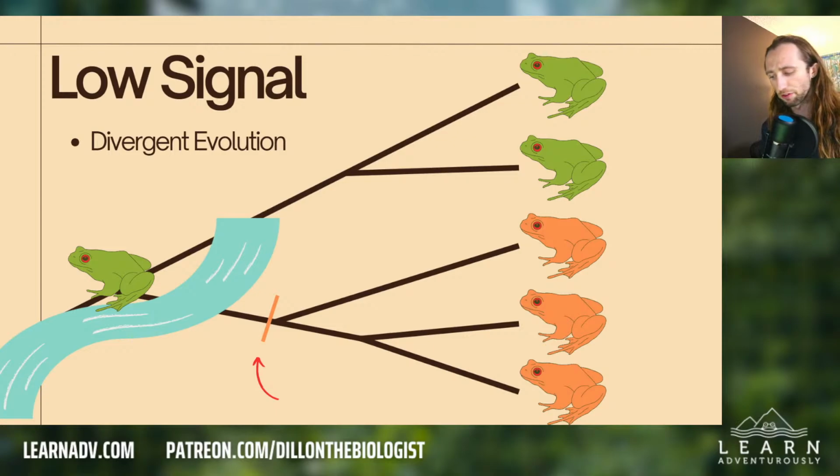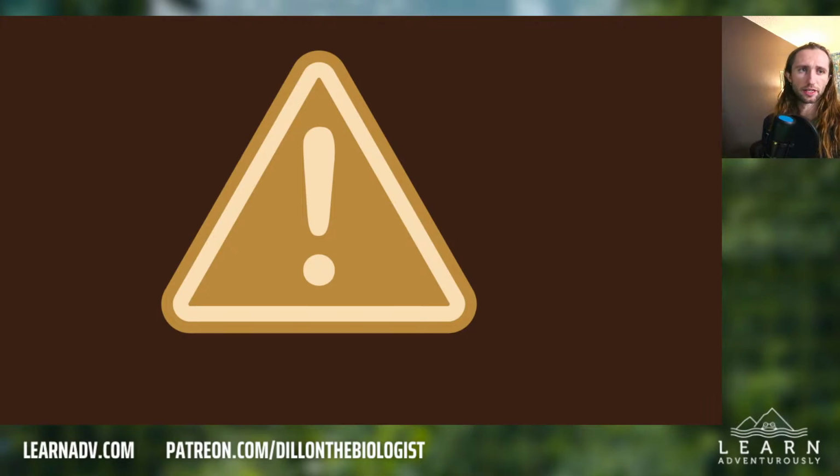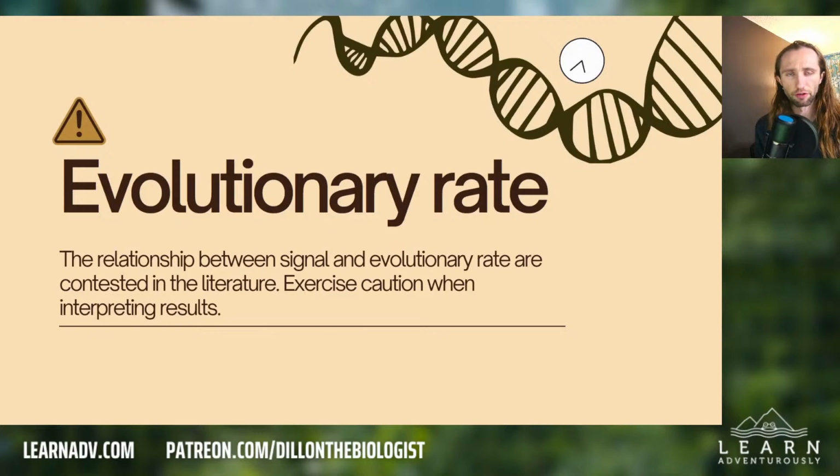You'll also notice that in the original slide where I'm showing low signal and high signal, I mentioned evolutionary rate. I will say that in the literature, there is a decent amount of argument on whether evolutionary rate, the rate by which a species evolves, is actually detectable or has an influence on signal. It does go back and forth. I would say exercise caution on your results, and especially exercise caution when interpreting results of this.